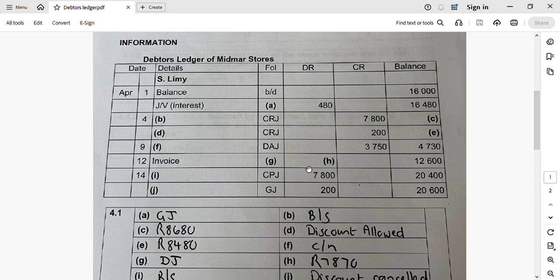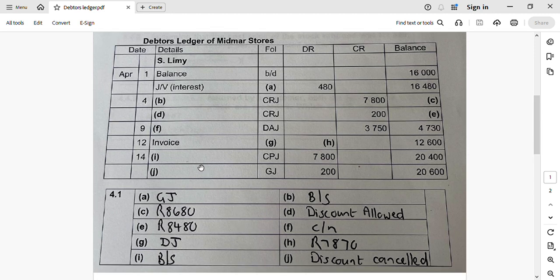And then they give you H here. To work out H, it's not difficult. The balance goes from 4,730 up to 12,600. So you're going to subtract those two to get H of 7,870. Then these transactions here, I filled the answers in for you, but this is actually old syllabus. This used to happen when we dealt with checks, when a debtor's check didn't go through the bank. So I don't want you to worry about that in this case because it's not part of your syllabus.